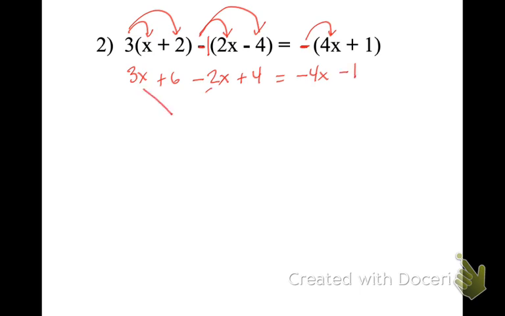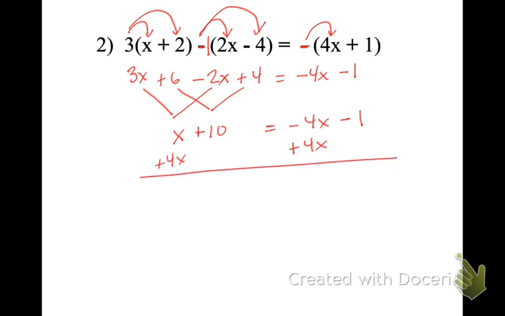I'm combining my like terms, put my x's in a pile, that becomes 1x, and my constant terms, that becomes plus 10 equals negative 4x plus minus 1. Okay, now to keep my x's positive, I'm going to move my 4x. Okay, I'm left with negative 1 equals 5x plus 10. I'm subtracting 10.